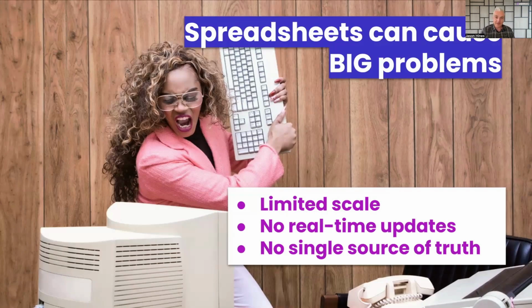I mean, they can scale almost limitlessly. They can scale tremendously well, but the interfaces for those are problematic. So spreadsheets have limited scale. They don't update in real time. The cool thing about a database is that as you get a new order or maybe new analytics flow into that data store, it's updated in real time.